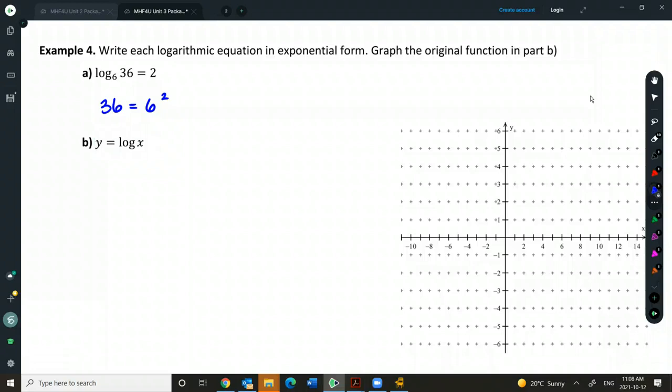Okay, how do I switch this into exponential form? Bella? That's a good question. Where does the 10 come from? It's the common logarithm. Common log. So if I don't see a base here, I understand that there is a base of 10.